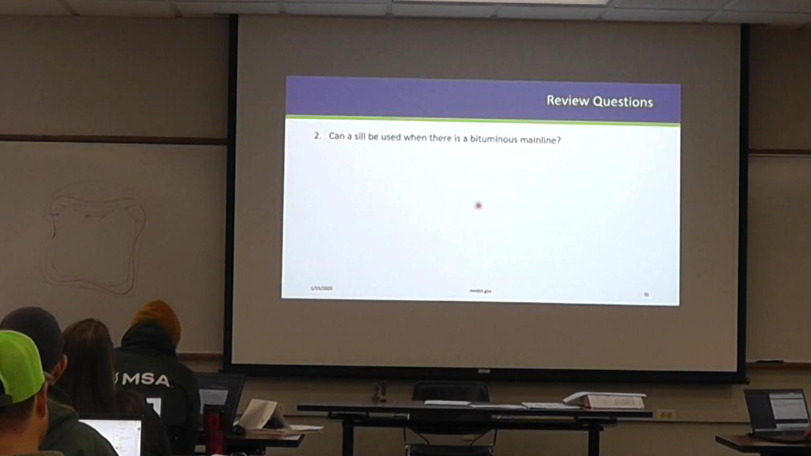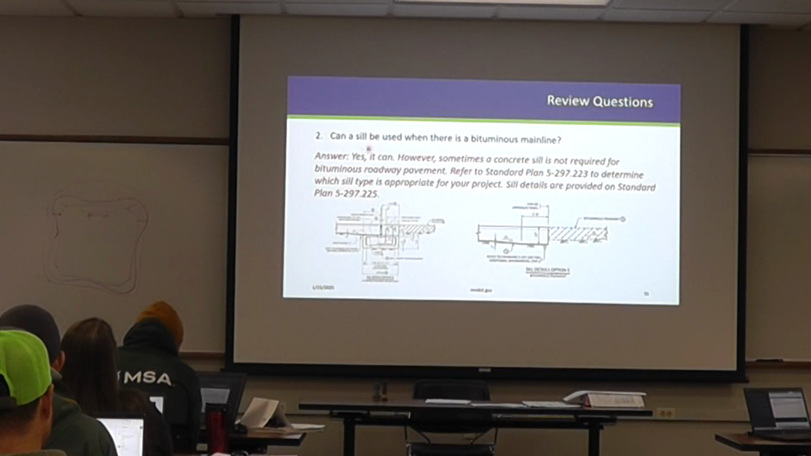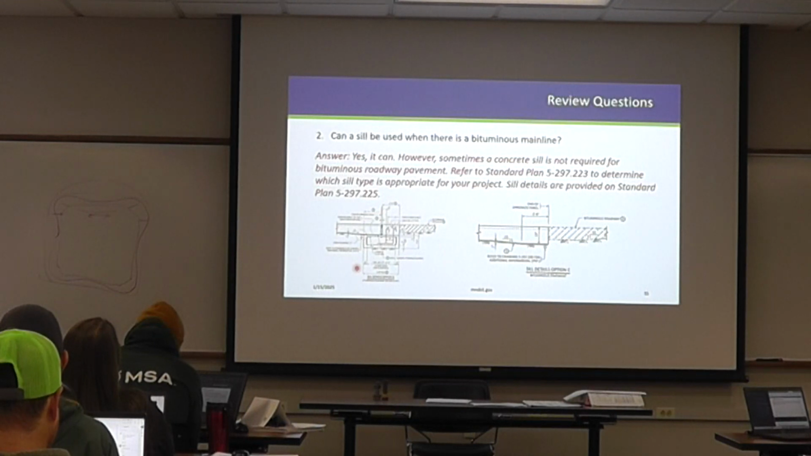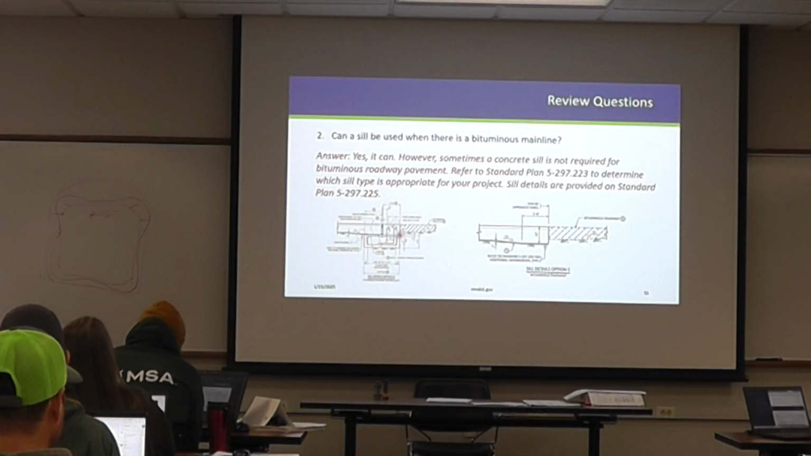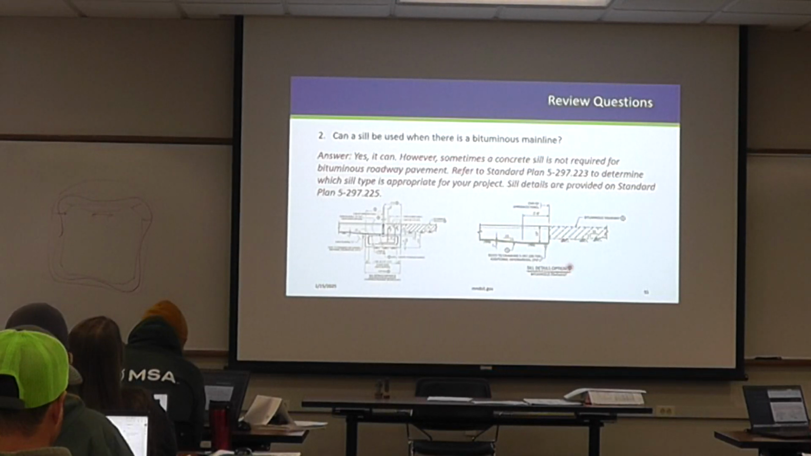Can a sill be used when there's a bituminous main line? It's kind of a weird question. The answer is yes, it can. Might not have to be though, right? So you have the one here on the left. This is the sill option B. You've got the roadway, sill, and then there's concrete, and there's a bituminous roadway. So that's if you have an E5. But if you have a none joint, there might not be a sill.